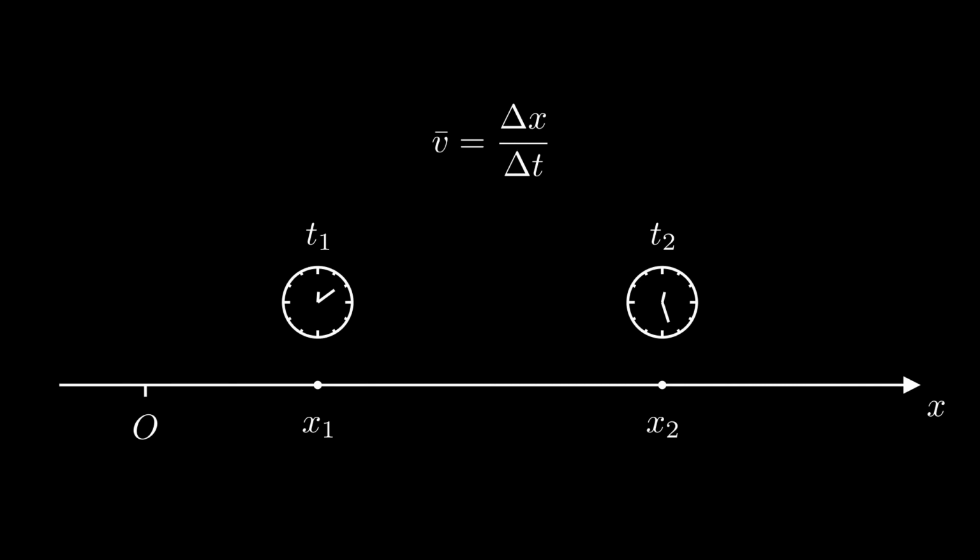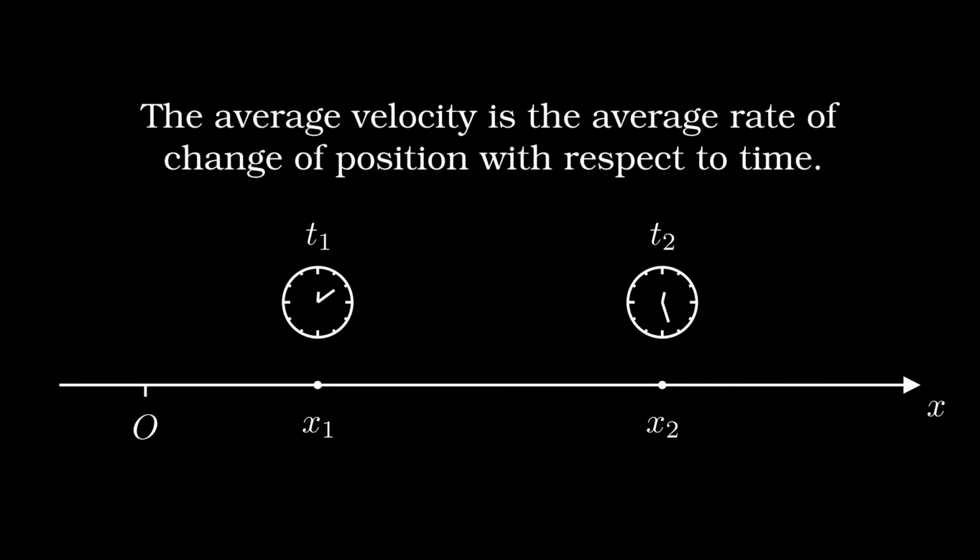In other words, the average velocity v bar for an interval of time delta t is equal to the change in position delta x that occurs during that interval of time divided by the interval of time itself. Therefore, what the average velocity measures is the average rate of change of position with respect to time.